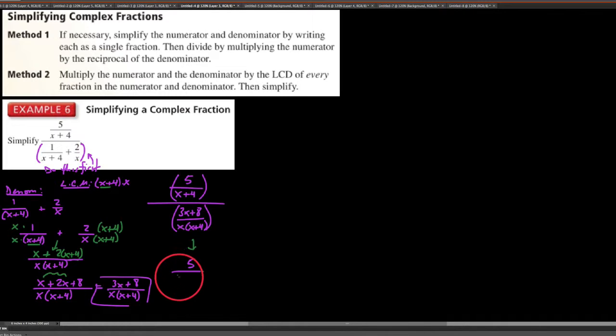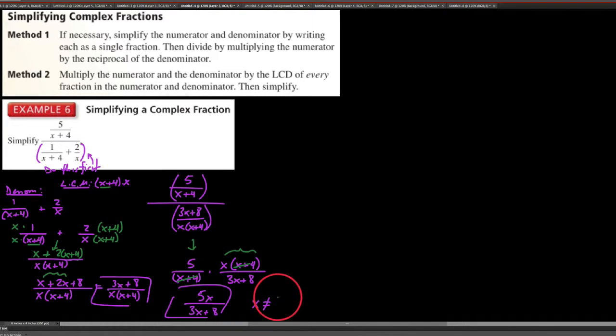So we get 5 over x plus 4, and we're going to take that times the reciprocal of 3x plus 8 over x times x plus 4. So now the x times x plus 4 will lie in the numerator, and the denominator will have 3x plus 8. Before we multiply these, let's go ahead and factor both the top and the bottom. It looks like we have a factored expression up over here, and 3x plus 8 shares no common factors other than 1. So the x plus 4's cancel out, and we get left with 5x over 3x plus 8. And so this is our final expression here. One thing that we'll want to note is that x is not allowed to be negative 8 divided by 3.